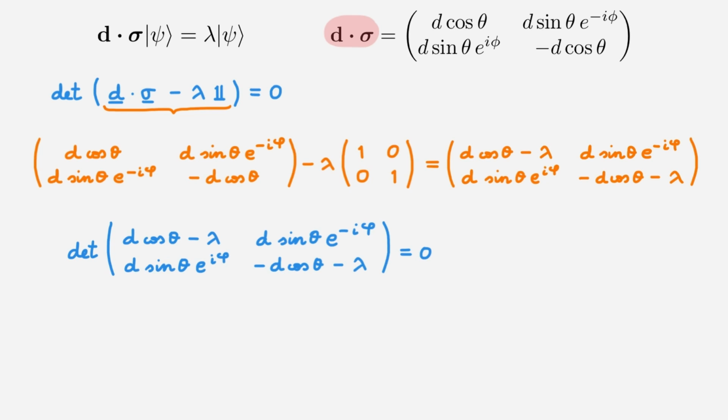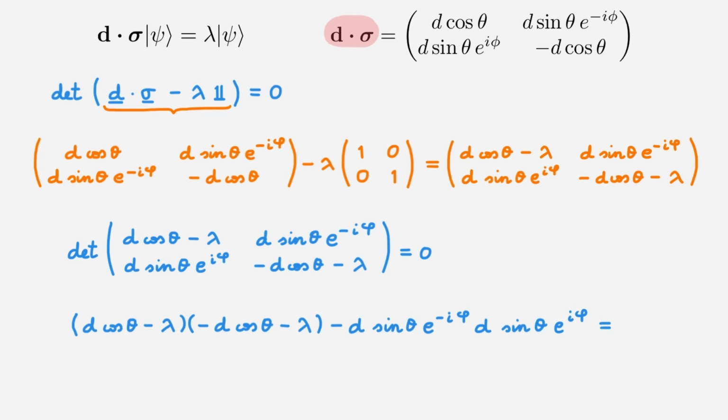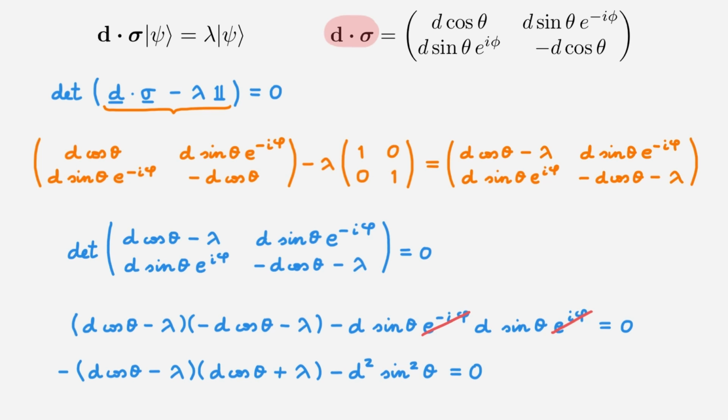And remember that the determinant of a 2 by 2 matrix is simply the product of the diagonal terms minus the product of the off-diagonal terms, and we need to set this to 0. To simplify this equation, we first rewrite the first product by taking an overall minus sign out of the second term. For the second product, first note that the exponentials cancel here, and we can then combine the remaining terms to obtain this expression. And all is still equal to 0.